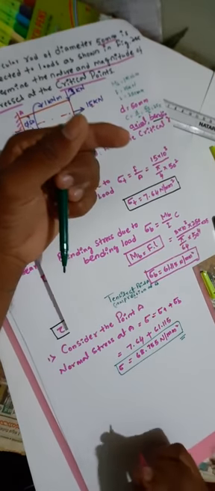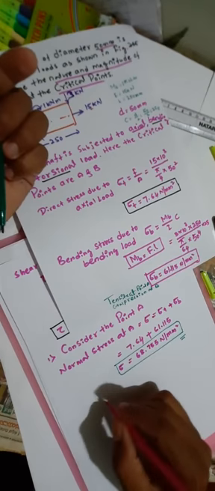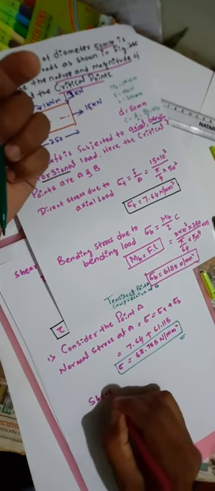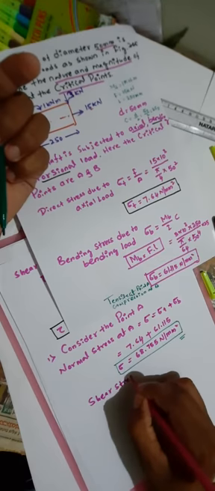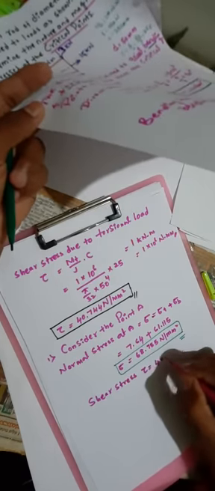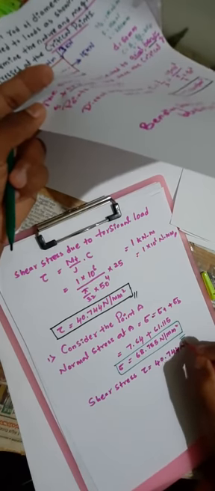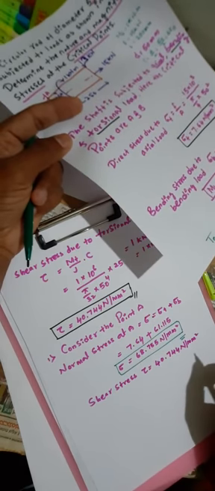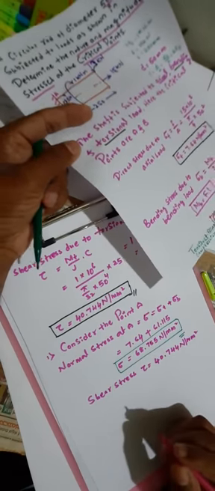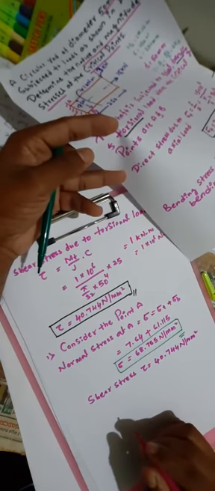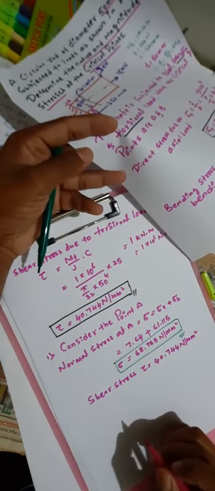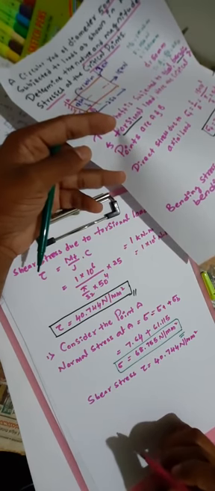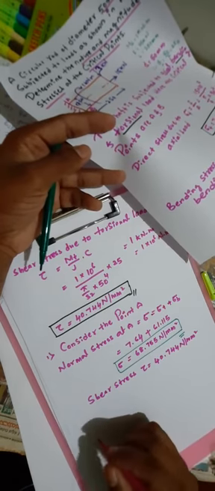Here we need to find the shear stress. The shear stress tau is 40.744 Newton per mm square. This is the value for shear stress. We need to find the maximum normal stress at point A, the minimum normal stress at point B, and the maximum shear stress at point A.